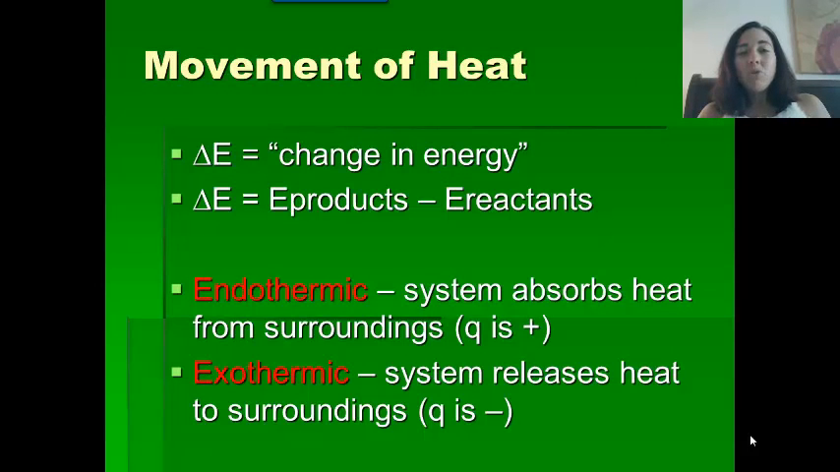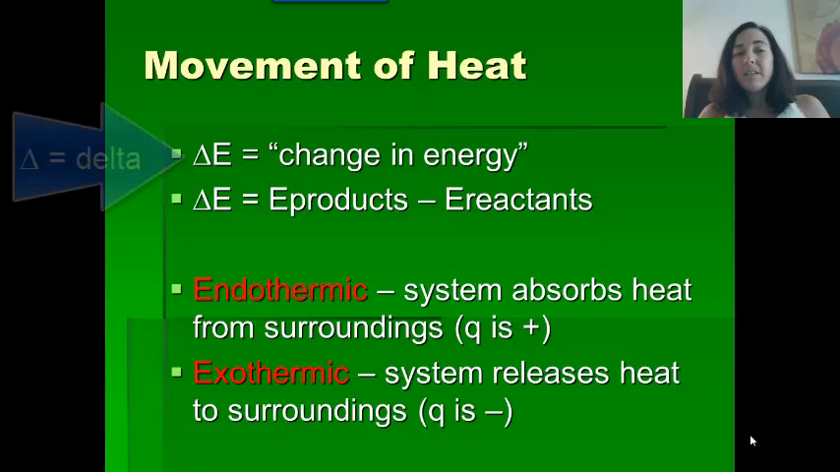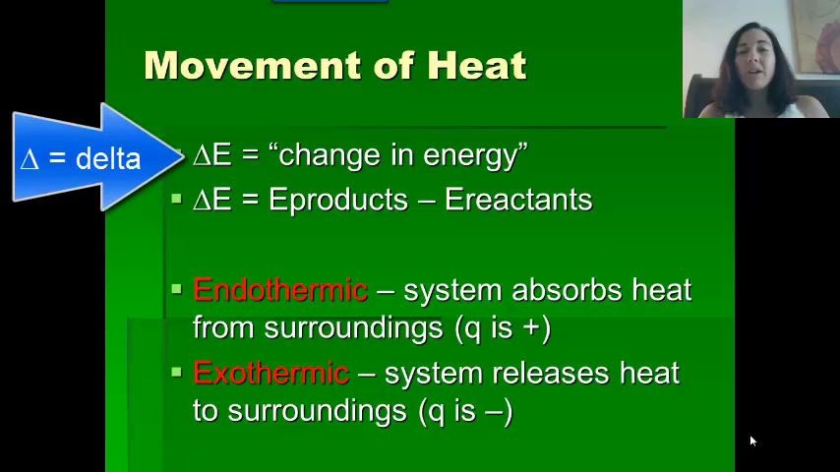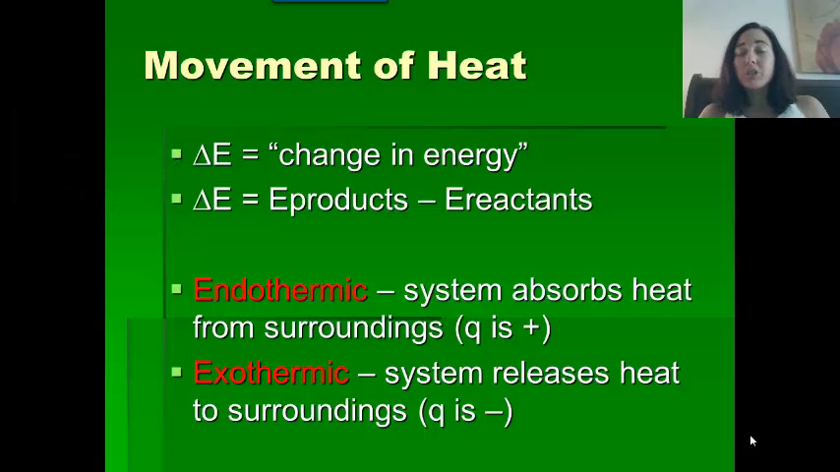When heat moves, we look at the change in energy. The Greek letter delta, or that triangle there, represents change in. So delta E is change in energy. And change in is a subtraction. So you do products minus reactants, or final minus initial.